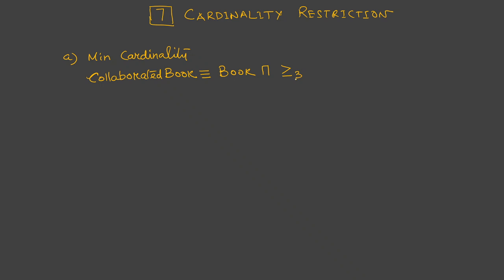there should be at least a minimum of 3 relations from a subject, and the object value can take only author. The corresponding unqualified version of this would be collaborated book equivalent to book intersection greater than or equal to 3 authored by.